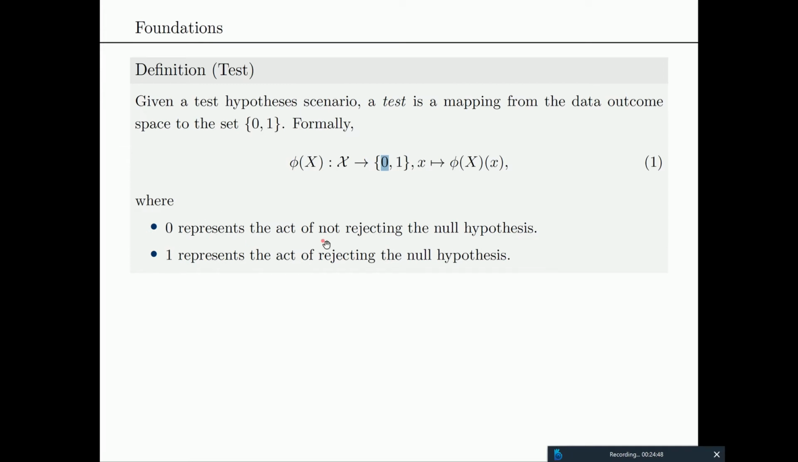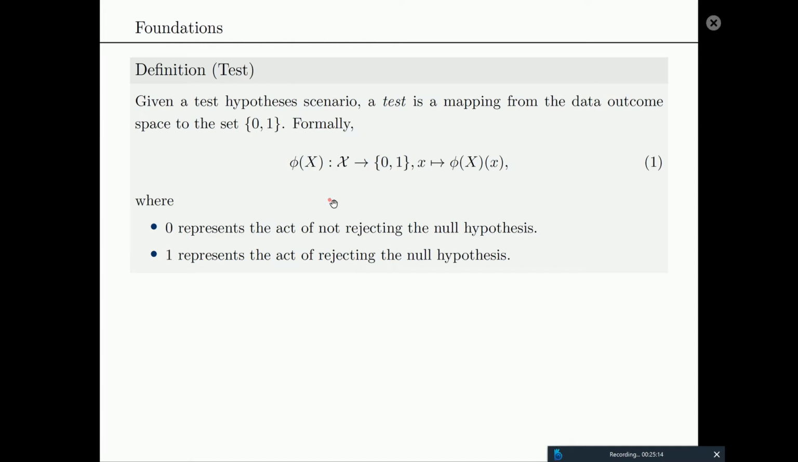I think I said it wrong here, so I say it again. 0 represents the act of not rejecting the null hypothesis, which is the same as rejecting the alternative hypothesis. 1 represents the act of rejecting the null hypothesis, which is the same as accepting the alternative hypothesis. Yeah? So there are only 2 outcomes. You either reject the null hypothesis or you don't, and the complementary things happen with respect to the alternative hypothesis.